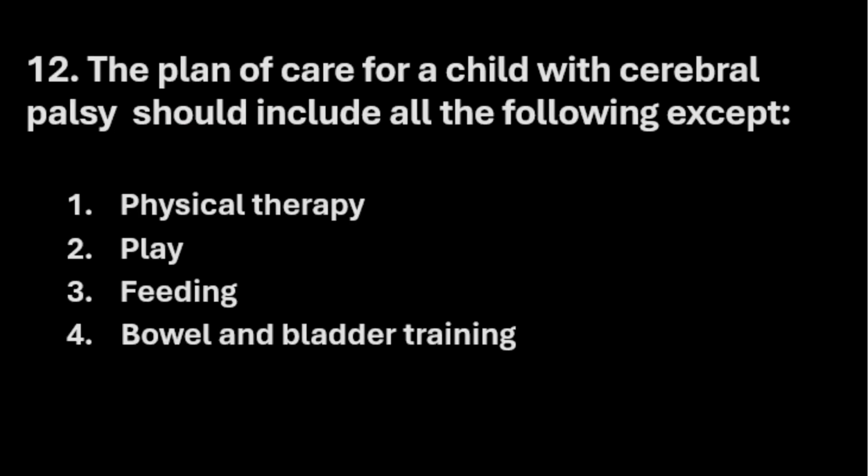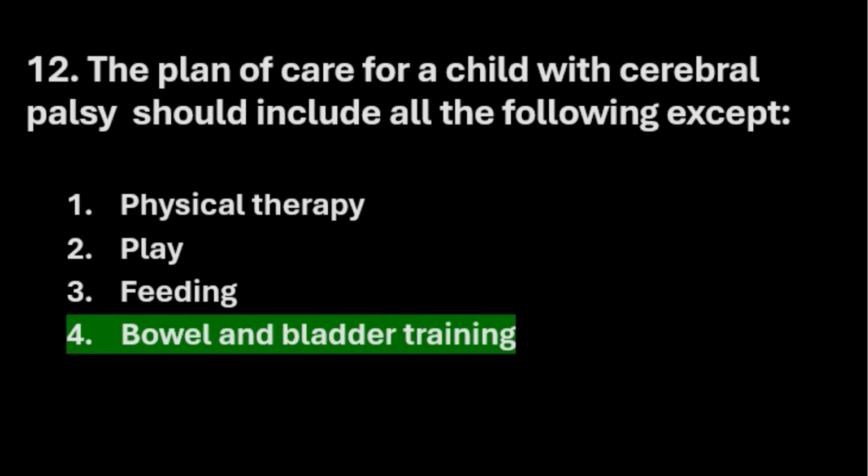Next question. The plan of care for a child with cerebral palsy should include all the following except: option 1 is physical therapy, option 2 is play, option 3 is feeding, option 4 bowel and bladder training. Let us go to the right answer. The right answer is option 4, bowel and bladder training.